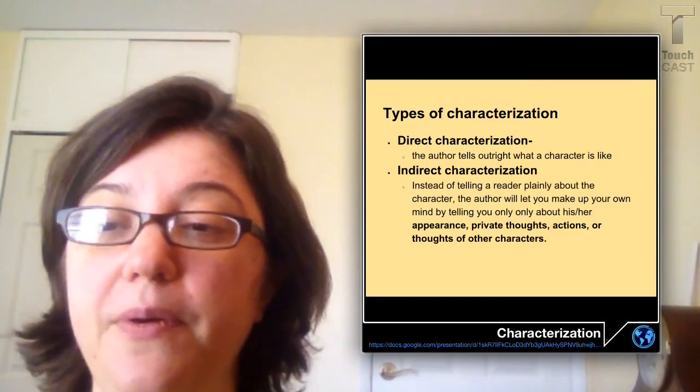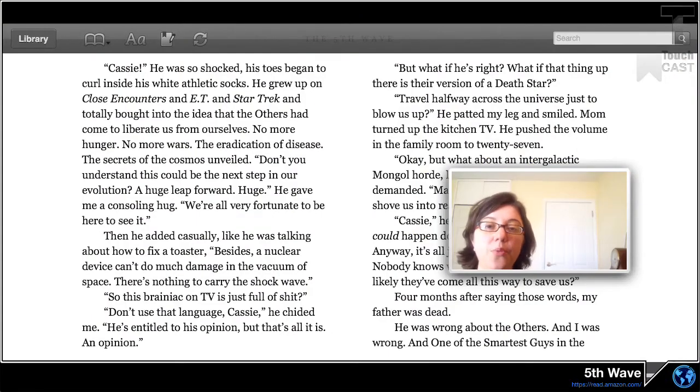The Fifth Wave. All right, so what we're using as our example, the novel The Fifth Wave by Rick Yancey. This is in chapter 5. We're going to look at Cassie's father. He's a very minor character in the novel, but the author lets you know how he thinks and how he feels about things by some simple techniques.